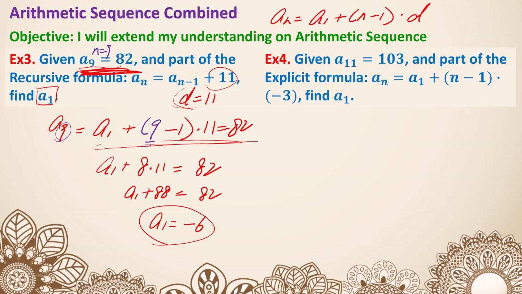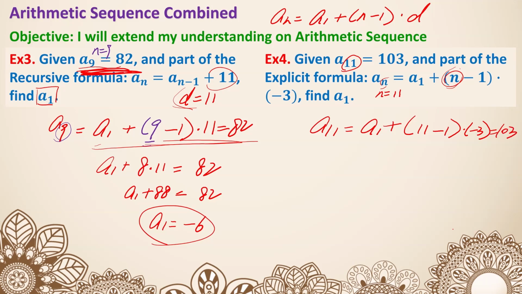Next, we're going to do the same thing. You're given a sub 11, which means now this n could just be 11. Let's put it in. A sub 11 equals, we don't know a sub 1, but we do know n is now 11, so replace it. 11 minus 1 times negative 3. And that equals 103.